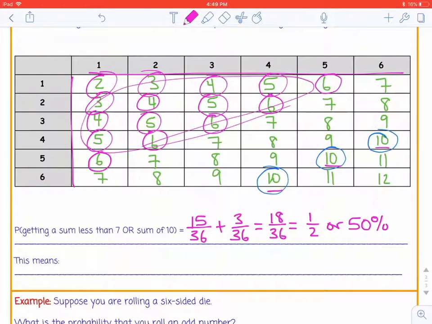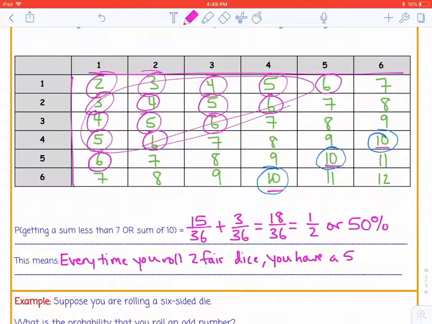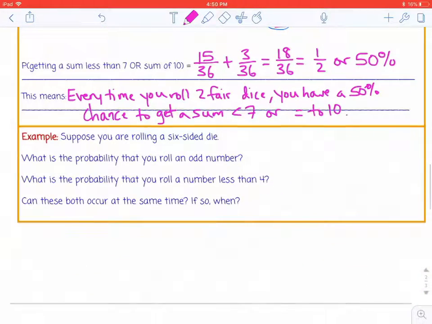So this means that every time you roll 2 fair die, you have a 50% chance of getting a sum less than 7 or equal to 10. So let's write, you have a 50% chance to get a sum less than 7 or equal to 10. Okay, so let's take a look at some more examples.